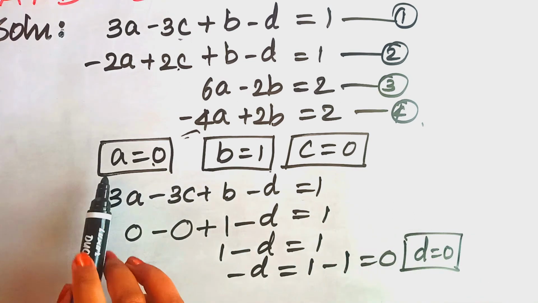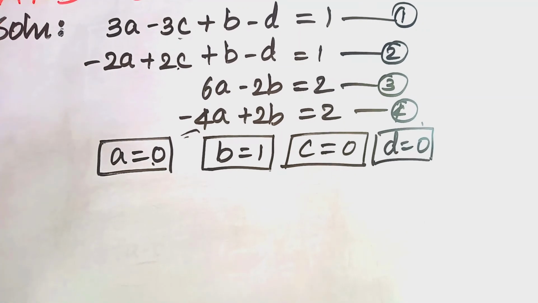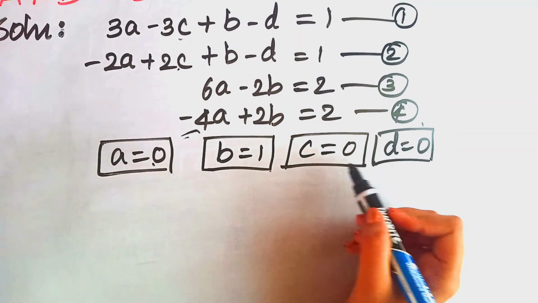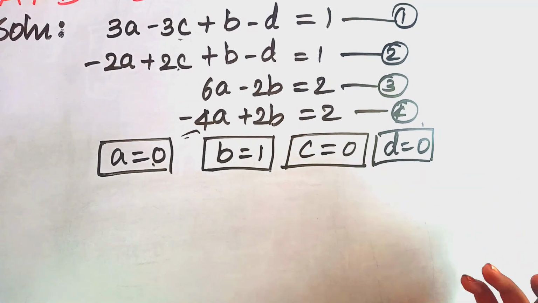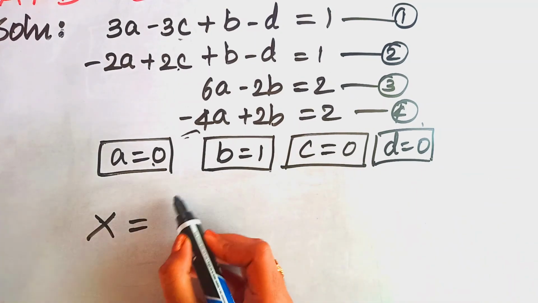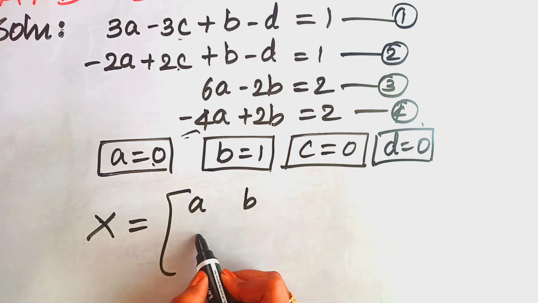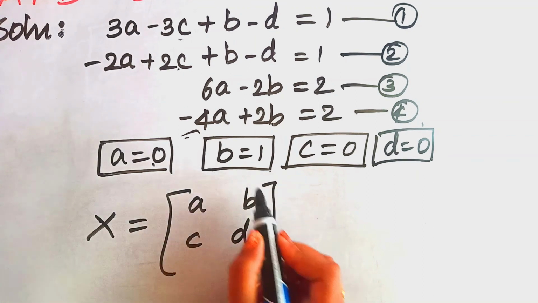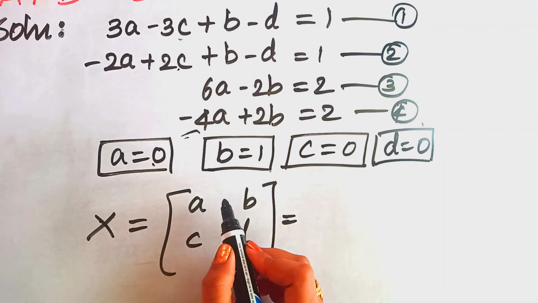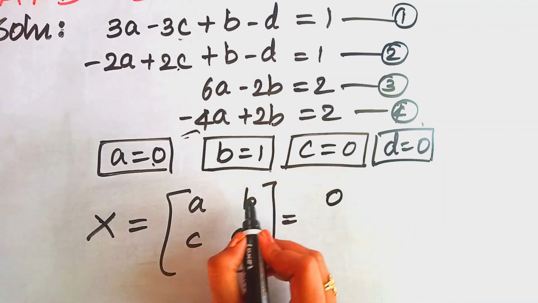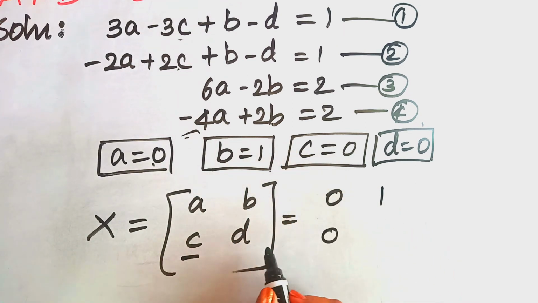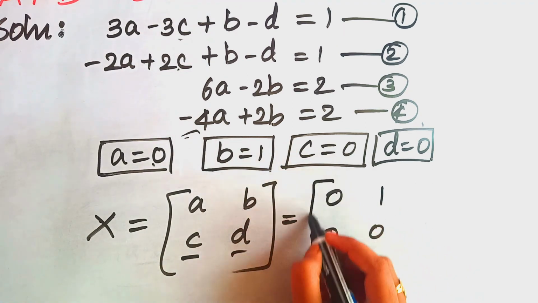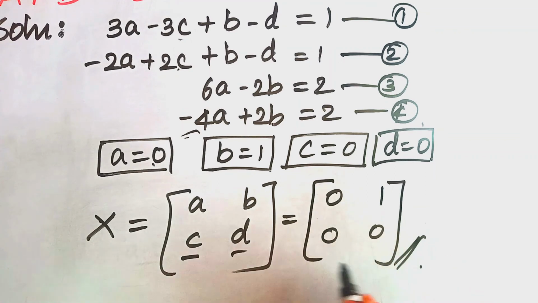So now we have found A is equal to 0, B is equal to 1, C equal to 0, and D equal to 0. We have already taken x as A, B, C, D. Now let's substitute these values here. The value of A will be 0, the value of B is 1, the value of C is 0, and the value of D will be 0. So now this is the value of x.